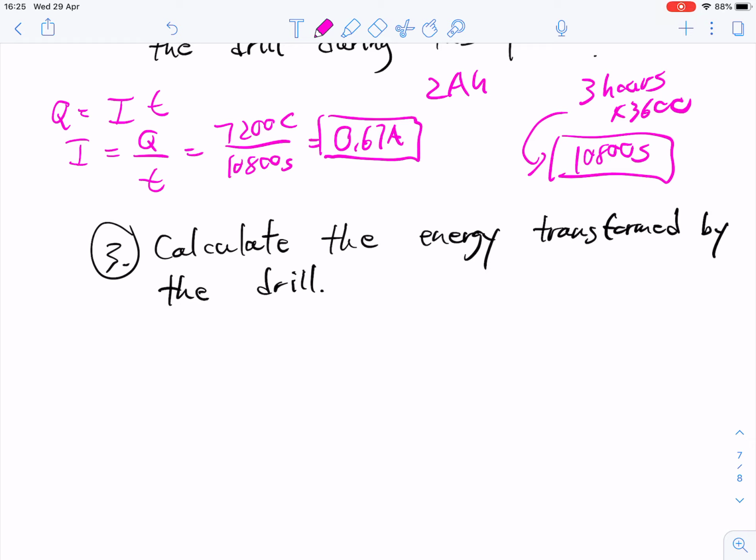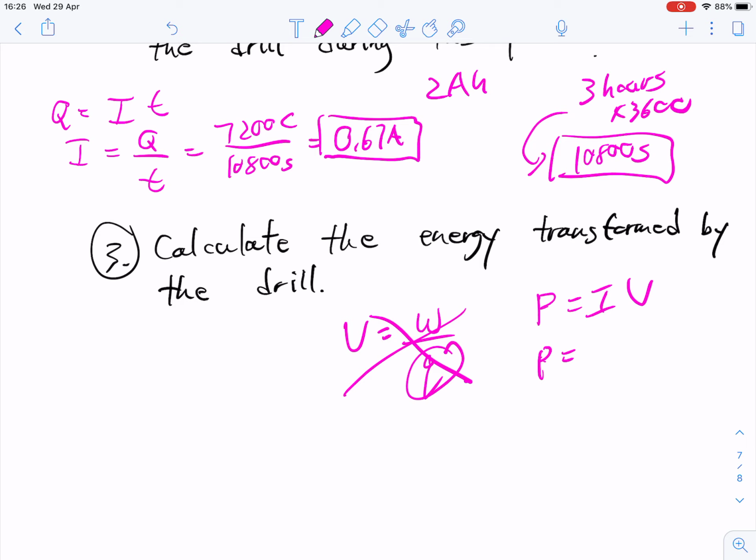Okay, lastly, calculate the energy transformed by the drill. So the energy is going to be work. So current, is it current? No, potential difference. Potential difference is work per unit charge, but this is little q, so this is not really the right formula to use here because this is talking about a small point charge. So I think we might need to look at something like power, which is current times voltage. Power is the work done per unit time, is another way to think about this.